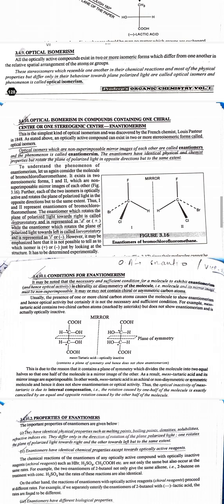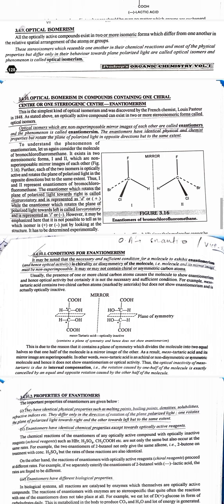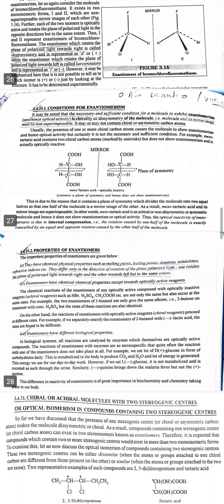Optical isomers in a compound containing one chiral center or one stereogenic center: enantiomers. This is the simplest kind of optical isomerism and was discovered by the French chemist Louis Pasteur in 1848. As stated above, an optically active compound can exist in two or more stereoisomeric forms called optical isomers. Optical isomers which are non-superimposable mirror images of each other are called enantiomers and the phenomenon is called enantiomerism. The enantiomers have identical physical and chemical properties but rotate the plane polarized light in opposite directions but to the same extent.